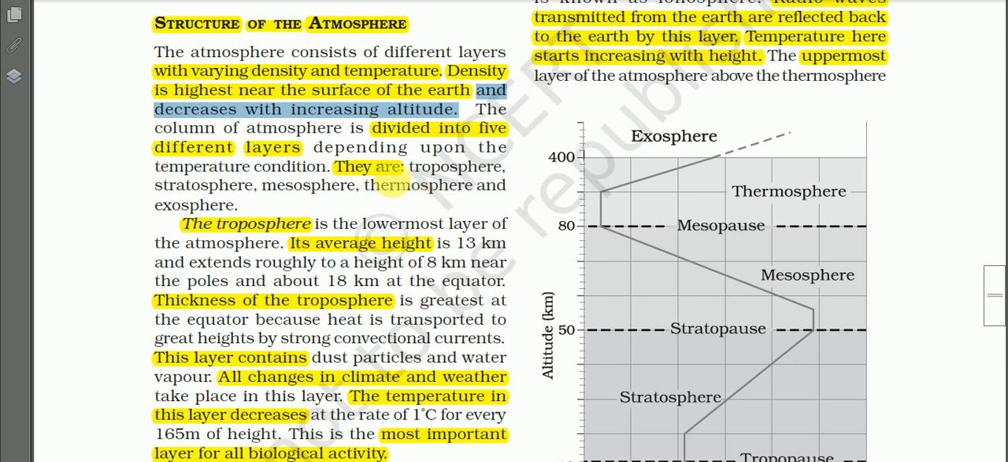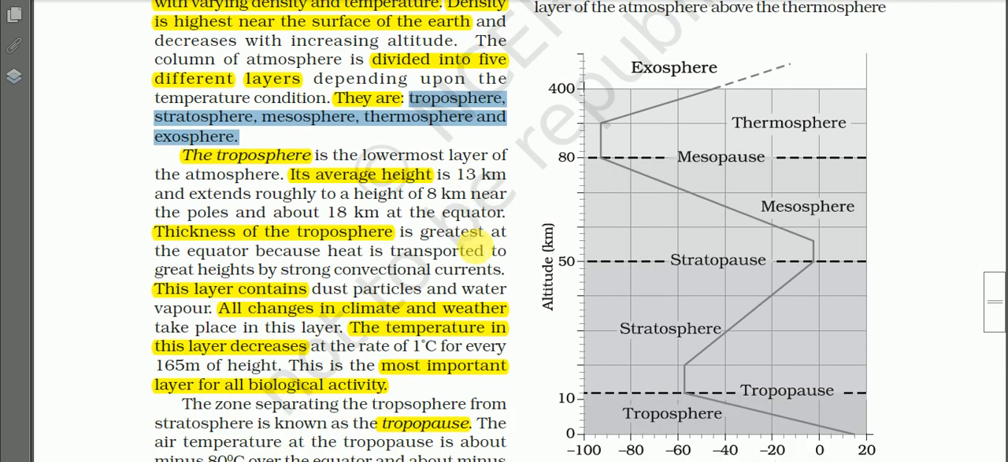Accordingly, the column of the Ionosphere is divided into 5 different layers depending upon the temperature condition. Depending upon the differences in the temperature condition, we have 5 layers of the Ionosphere. They are troposphere, stratosphere, mesosphere, thermosphere, and exosphere. Now let us read the different layers.